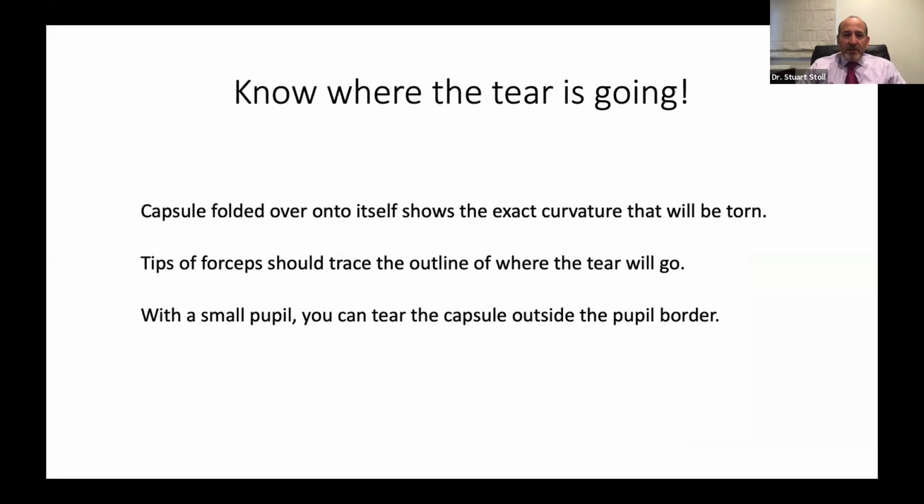You have to know where the tear is going. Once you get the capsule folded over onto itself, it shows you the exact curvature that will be torn. And the tips of the forceps should trace the outline of where the tear will go. That's super important. I'm going to show you that on the video. And with a small pupil, you can even tear the capsule outside the pupil border. You won't be able to see the propagation point, but you know you're under control because of what you're doing.